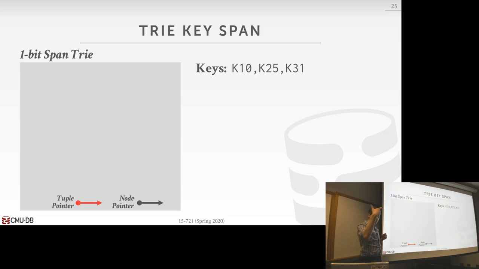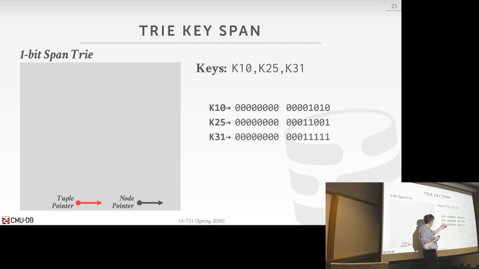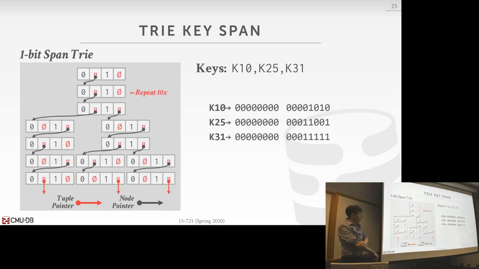Right? So that means that every single node is going to represent a one-bit digit. It's either 0 or 1. Say we wanted to store the keys 10, 25, and 31. We would represent them in binary form like this. In actuality, they'd probably be 32-bit or 64-bit keys. We'll keep it simple and say it's 16-bit, so we have two bytes representing each key. So our trie looks like this.